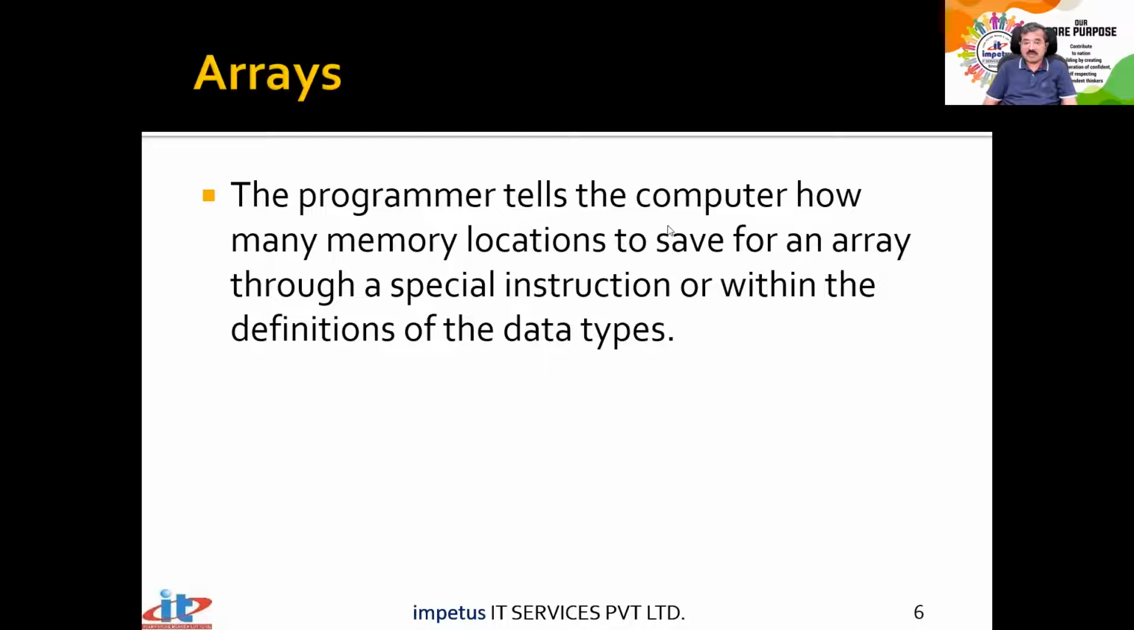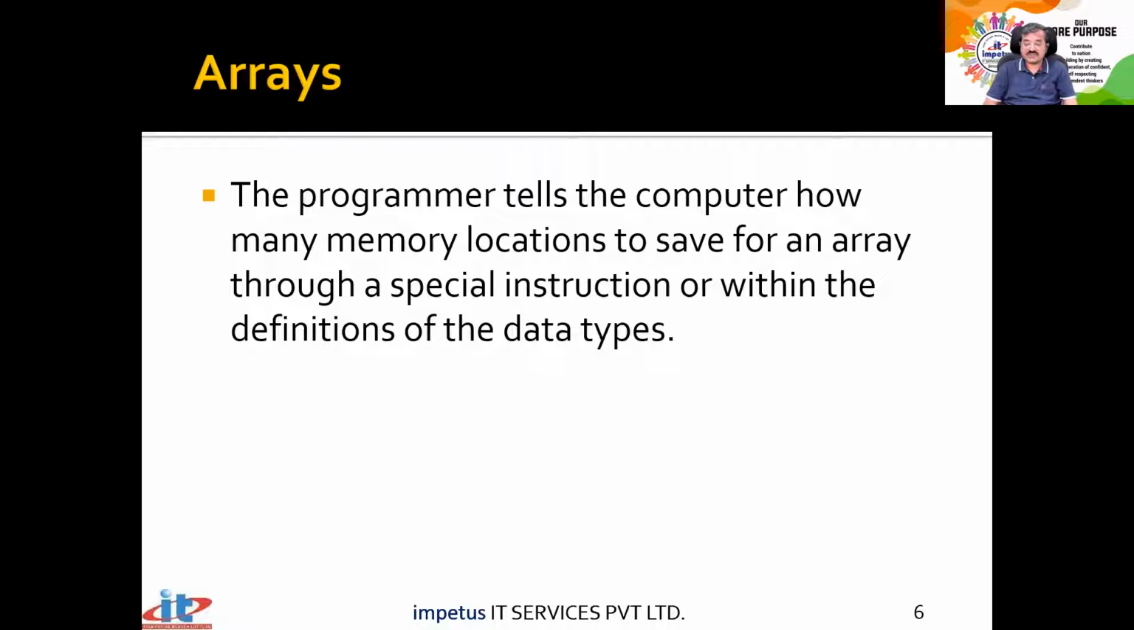The programmer tells the computer how many memory locations to save for an array through special instructions or within the definition of the data. So when I say array is a group of variables, how many variables are grouped together? Are there 4 variables? Are there 10 variables? Are there 6 variables? How many variables have been clubbed together inside this? We have to specify while we are defining this array. So the programmer tells the computer how many memory locations to save for an array through special instructions or within the definition of the data type.